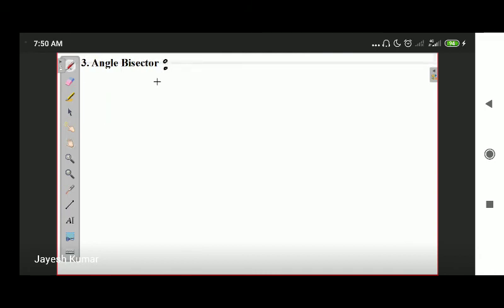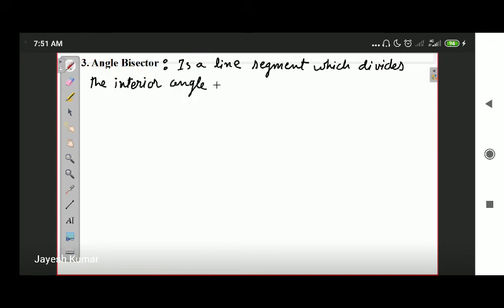What is an angle bisector? It divides an angle into two equal parts. So an angle bisector is a line segment which divides the interior angle of a triangle into two equal parts. Okay, this is what an angle bisector is.